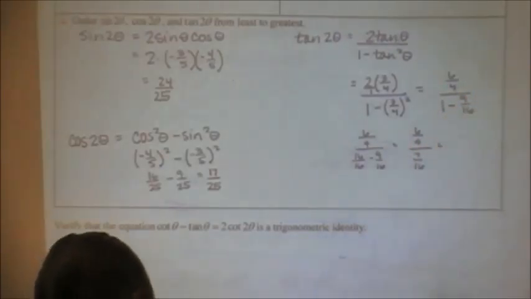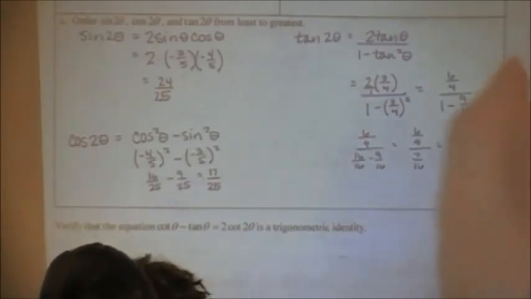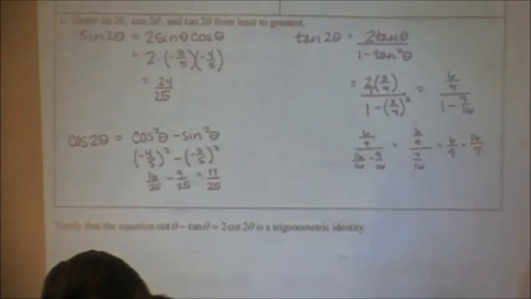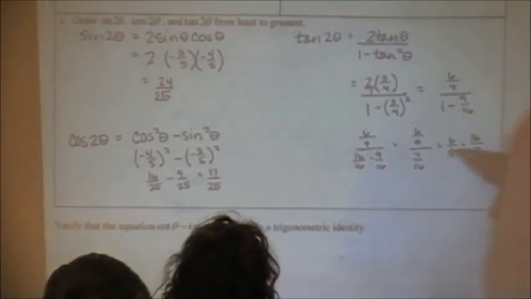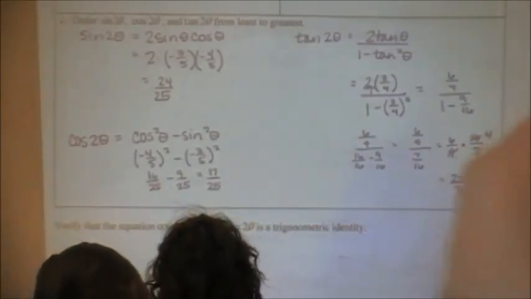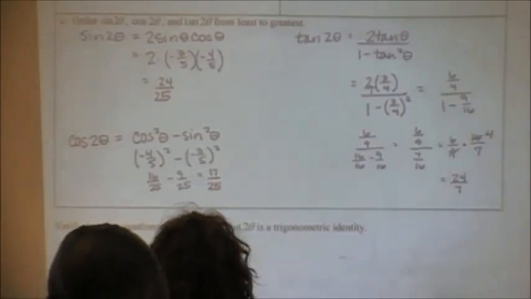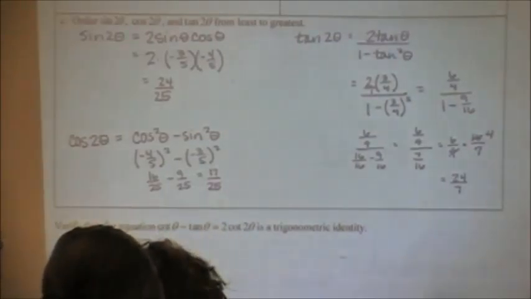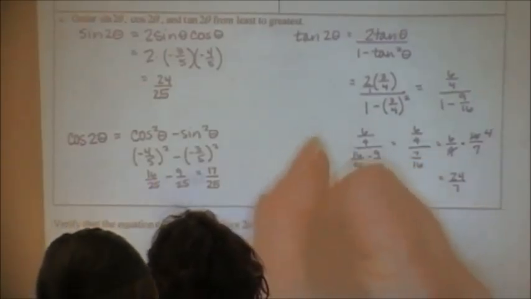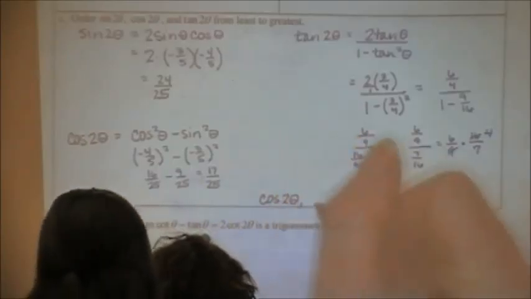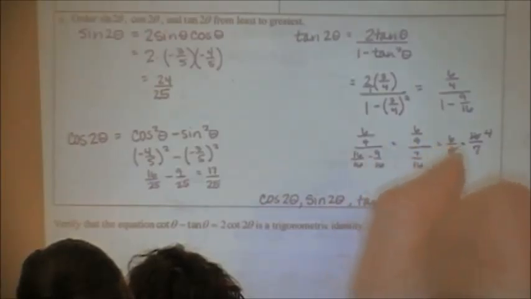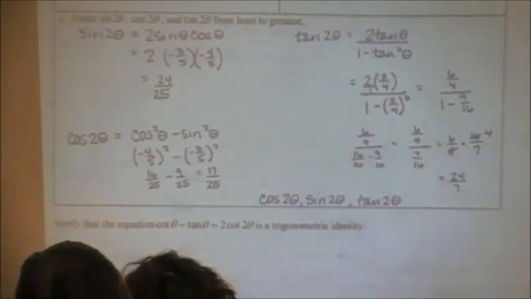Now what do I need to do? Keep, switch, flip. So keep the 6/4, switch to multiply, 16/7. Make your life easy, 4 goes into 16 4 times, so you get 24/7. Now they asked us to put these in order from least to greatest. Which one is smallest? 17/25. So cosine 2 theta is smallest. And then sine 2 theta. And then tangent. That's the order from least to greatest.